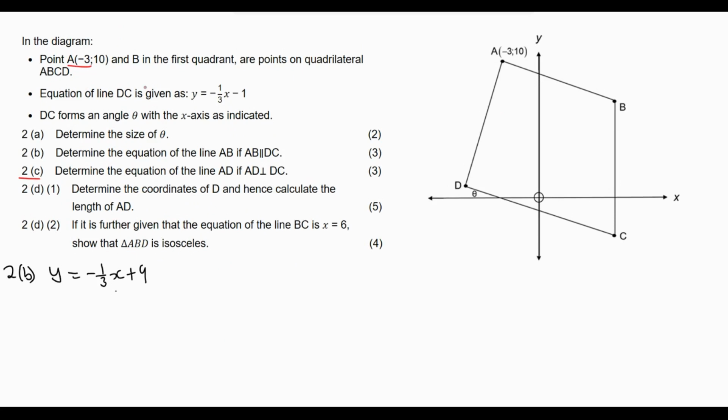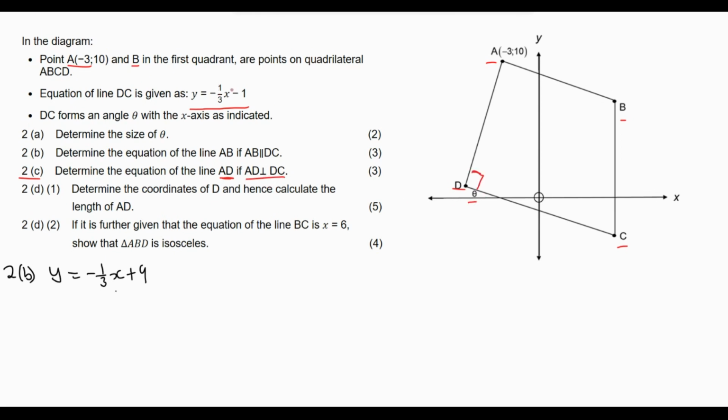Point A and B in the first quadrant are points on the quadrilateral ABCD. Equation of line DC is y is equal to -1/3 x minus 1. DC forms an angle theta with the x-axis as indicated. Determine the equation of line AD if AD is perpendicular to DC.